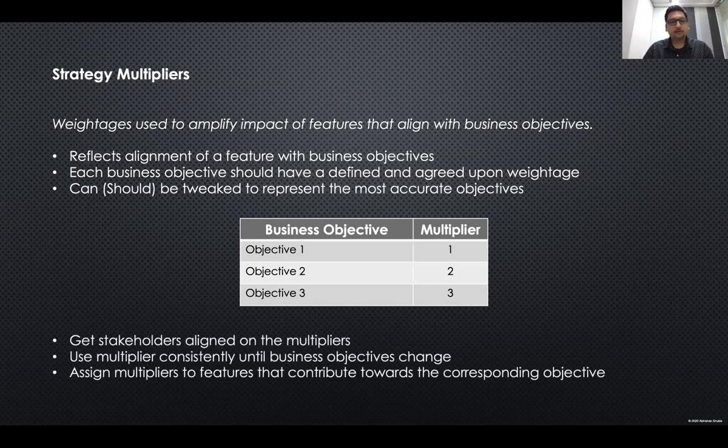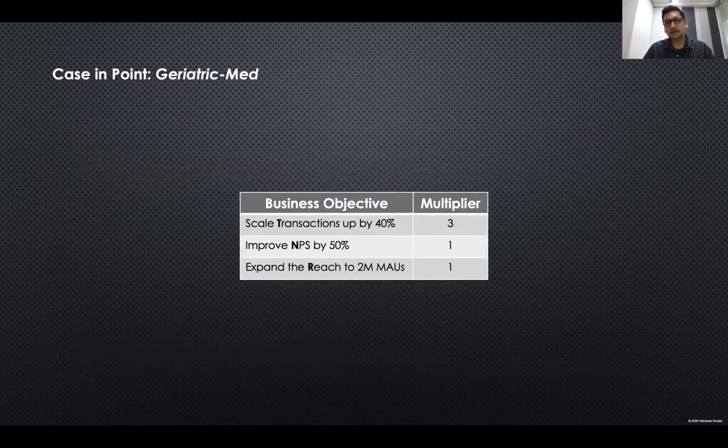Now get stakeholders aligned on multipliers. As I said, it is very important, not just to get an insight on which objective is more important, but also to make sure that your stakeholders are standing right behind you when you are using it for your prioritization decisions. Use multipliers consistently until the business objectives change. So until you know for sure that the focus of the company is changing, the objectives are changing, use them as consistently as possible. Do not change the weightages just out of the blue. Then assign multipliers to features that contribute to the objective. It's a very simple exercise that we will see later on.